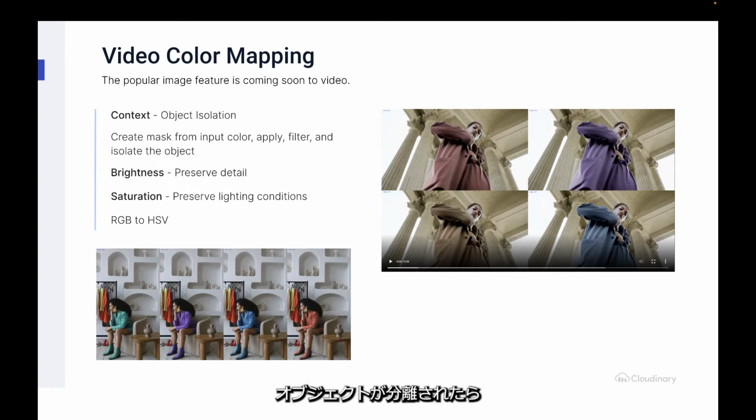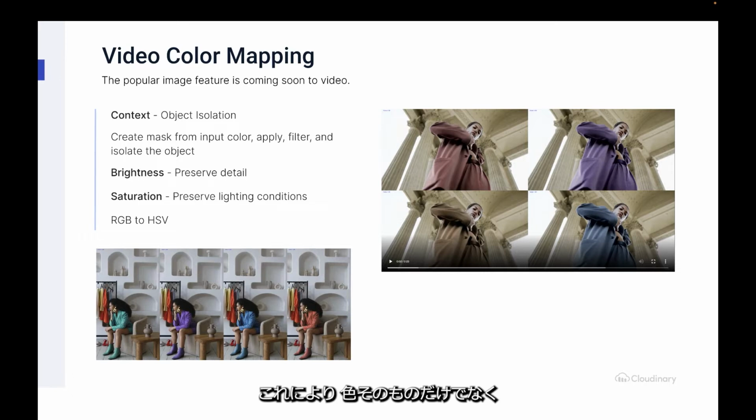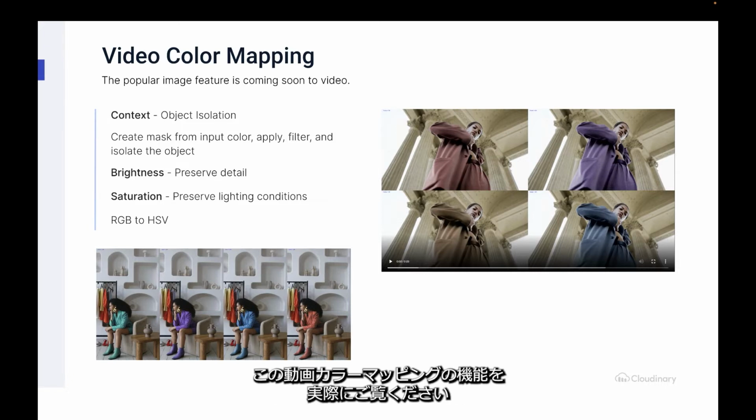Once the object has been isolated, the color value of the object has to be converted from RGB to HSV. This allows Cloudinary to not only take into consideration the raw color, but also the brightness and the saturation of the color within the video. And as a result, the video color mapping is able to preserve detail as well as lighting conditions. Let's take a look at some examples of this video color mapping feature in action.